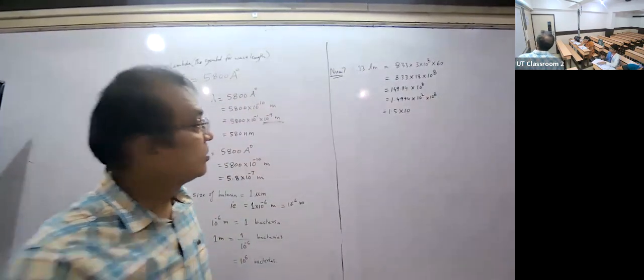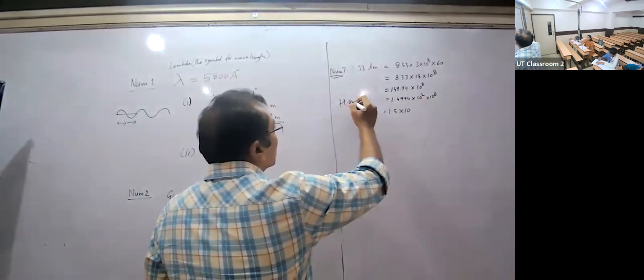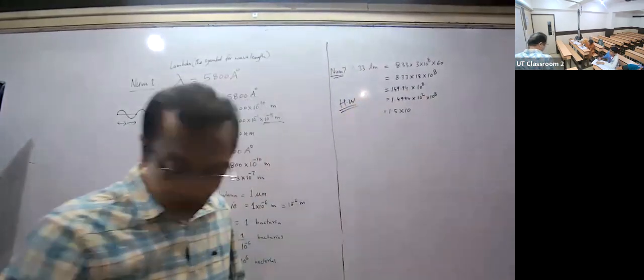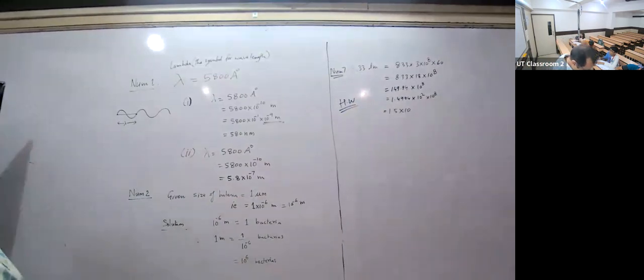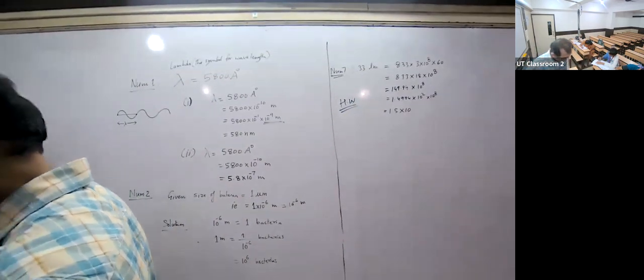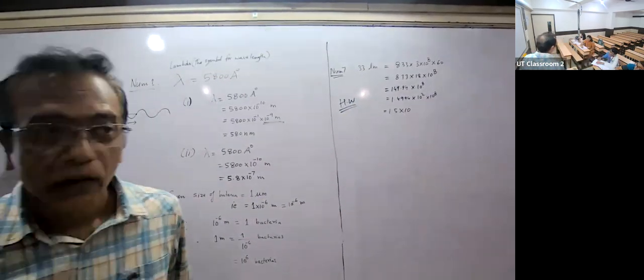Okay. So take it as homework. Okay. Sure. We'll see you in the next class. Next chapter is very important: Vernier calipers and screw gauge.